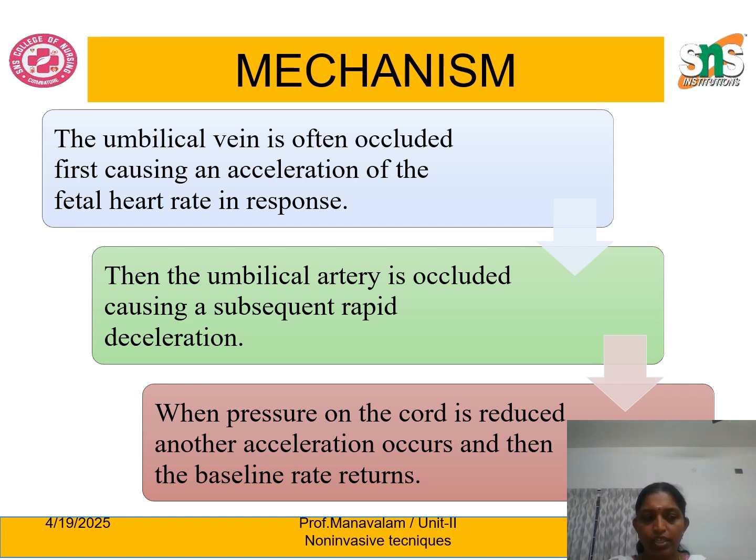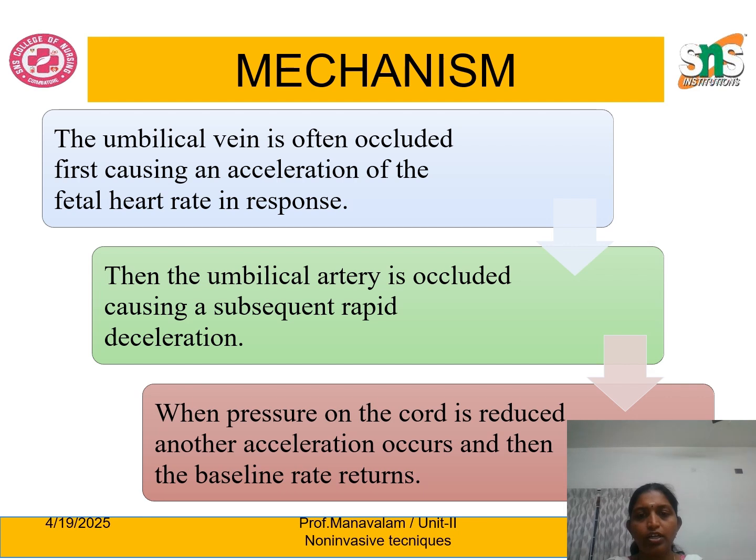First, whenever the head is descending, it automatically compresses the nearby structures during contraction. The first one is the umbilical vein, which is often occluded, causing an acceleration of the fetal heart rate in response to the compression. Next, the umbilical artery gets occluded, which causes a rapid deceleration.